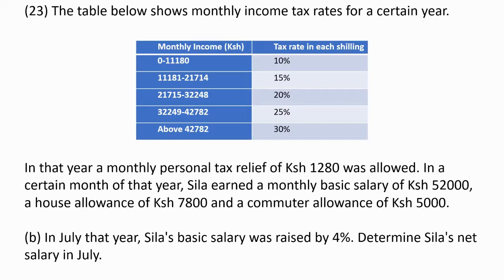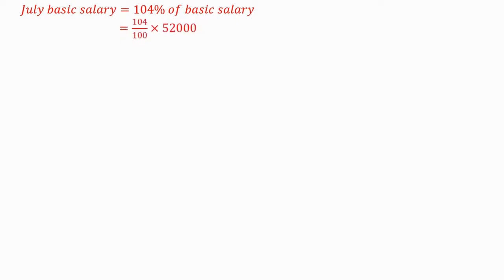Part B. In July that year, Sila's basic salary was raised by 4%. Determine Sila's net salary in July. So we need to compute the net salary. The first step is to find the new basic salary. The July basic salary will be 104% of the basic salary we had initially, which is 104 over 100 times 52,000. Hence, the basic salary for July was 54,080 shillings.